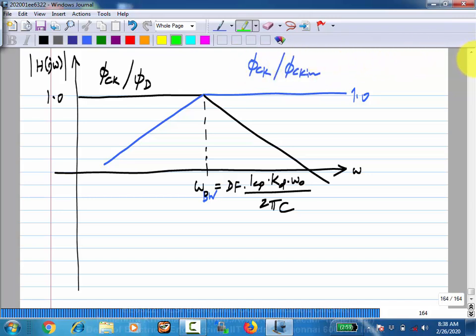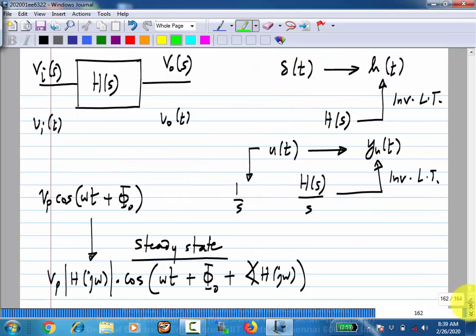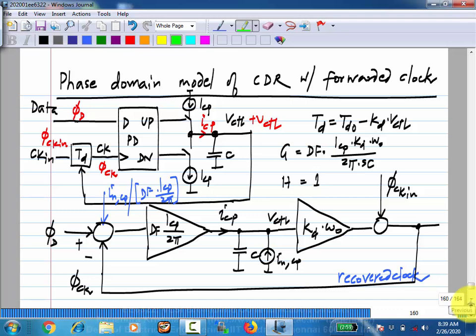What is the DC gain? 0. So what it means is that if, let's say, this clock in, at some point all the edges are pushed to the right by the same amount. Then initially there will be some phase difference, but eventually it will get corrected.